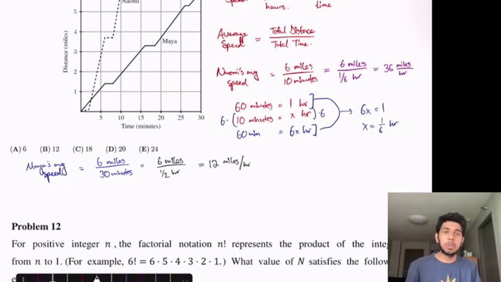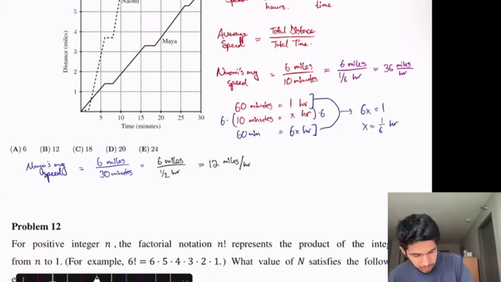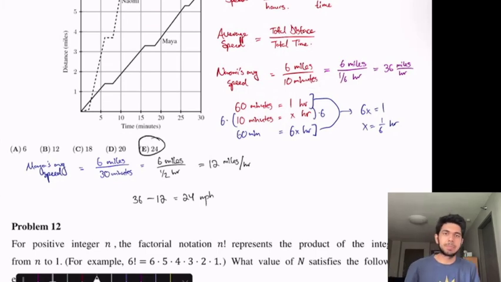Great. And remember, the question was asking us to find the difference between their average speeds. So we have both of their individual average speeds. Now we just have to take the difference. So 36 minus 12 is going to be equal to 24 miles per hour. And that is answer choice E.